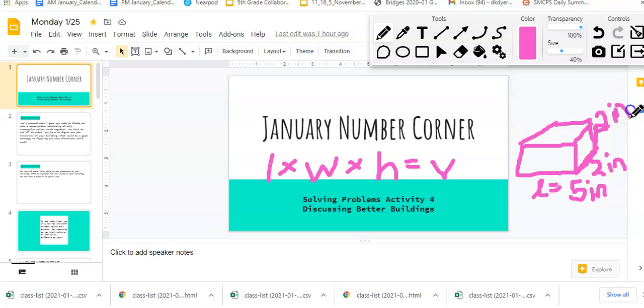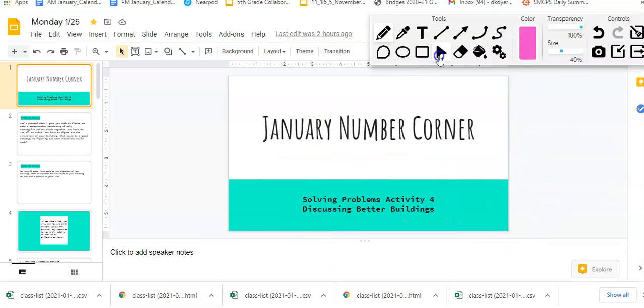So now that I have this information, I can do length, which is 5, times width, which is 2, and height, which is 2. And that will give me 5 times 2 is 10, and then 10 times 2 is 20. And because this is inches, and we're multiplying 3 of them, inches times inches times inches would be inches cubed, so 20 inches cubed. So that was just a quick review of how we find the volume of a rectangular prism.